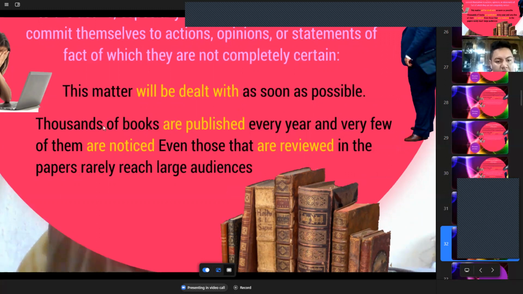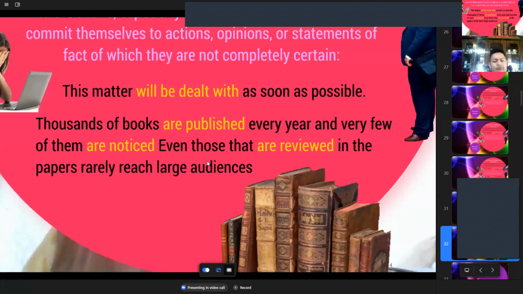Thousands of the books are published every year, and very few of them are noticed. Even those are reviewed in the papers, rarely reaching large audiences.